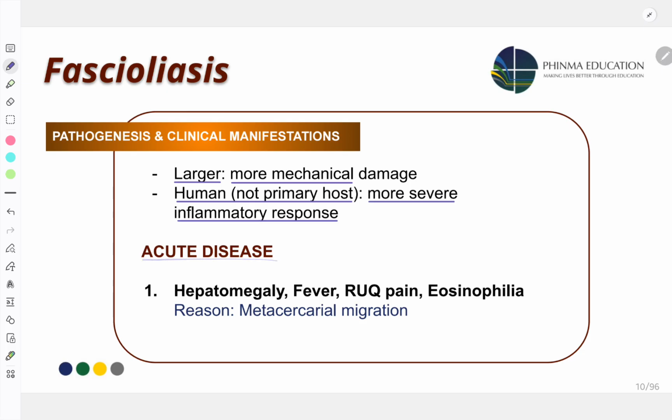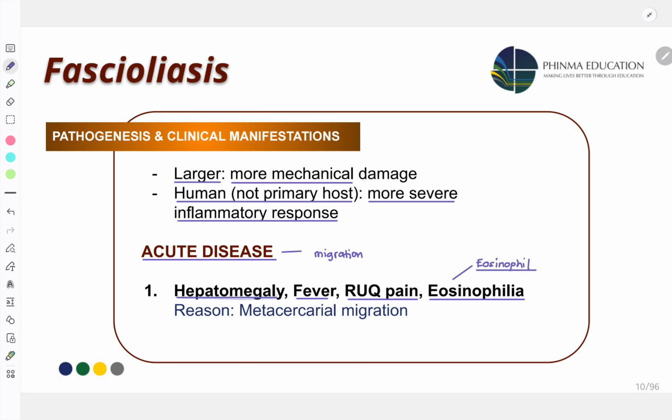So during acute disease, when does this happen? This is during the migration from your duodenum to your liver. What happens is there is fever, right upper quadrant pain in your abdomen, and of course there is eosinophilia. Again, what is eosinophilia? An increase of eosinophils in your blood. Eosinophil is the white blood cell that responds to parasitic infections.